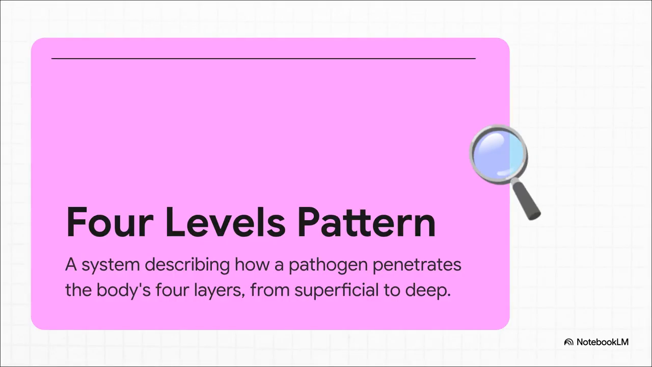And this was his solution, the 4 levels pattern. It's a system that imagines our body has these 4 distinct layers of defense. It describes how a pathogen, an invader, penetrates the body, moving from the most superficial layer to the deepest one. And in the original texts, this whole model is known as Wei, Qi, Ying, Shu, where each of those words represents one of the defensive layers we're about to break down.